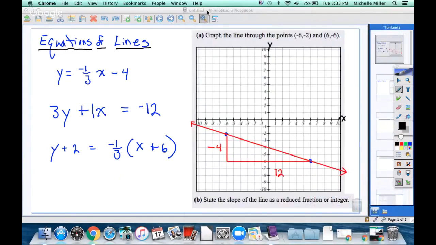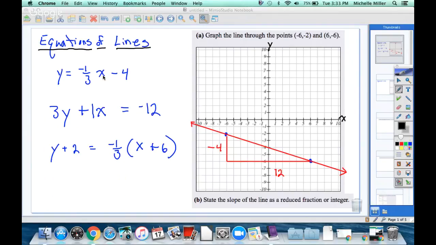Let's take a look at equations of lines. So I have a few equations here, and each of these is considered a linear equation in two variables for a couple of reasons. First, they each have two variables, y and x. They're linear because x and y don't have any exponents on them, and there's no denominators, there's no symbols like square roots.